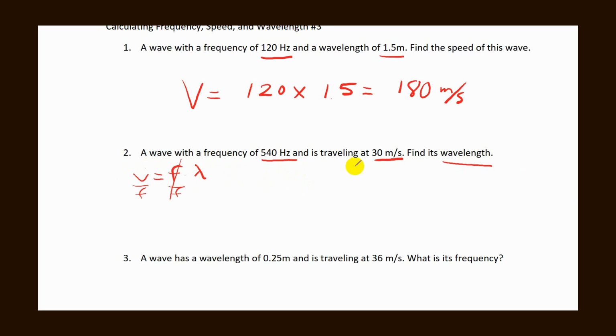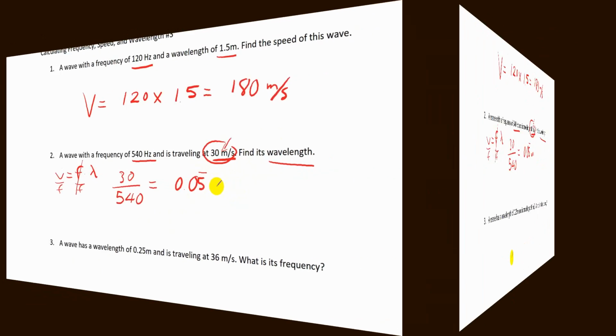Velocity, we know it's 30. Okay? 30 divided by 540. Okay, this will give you 0.05. And this will be in meters, since that's the unit for velocity.